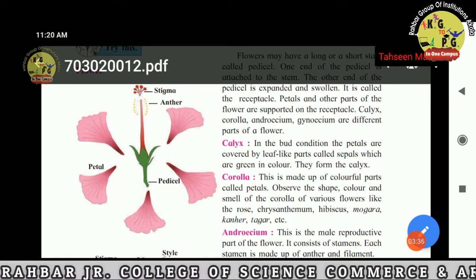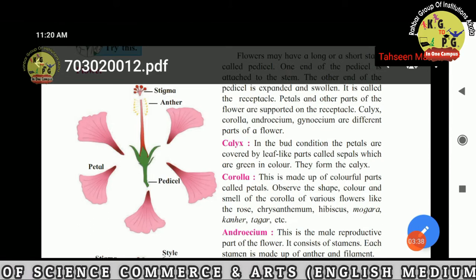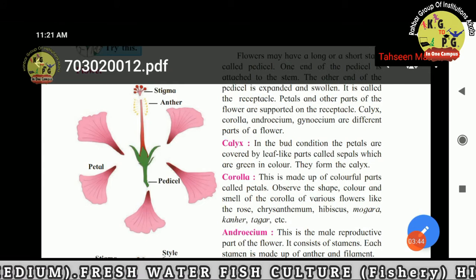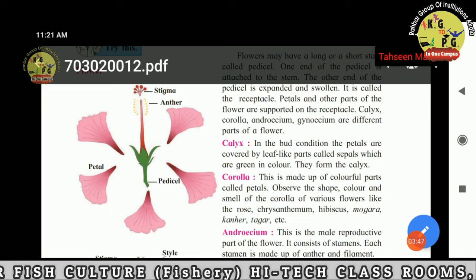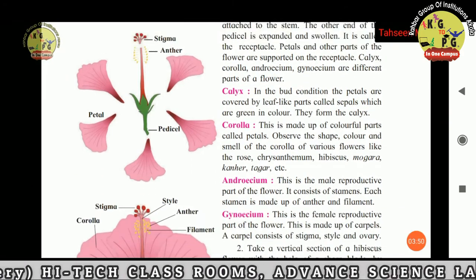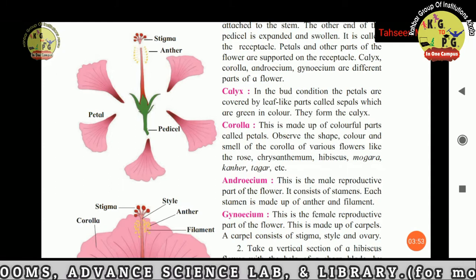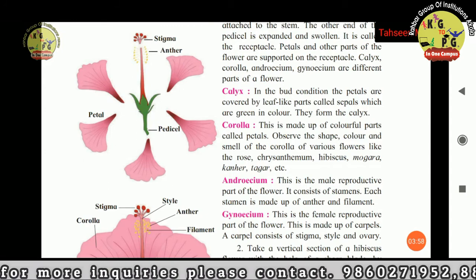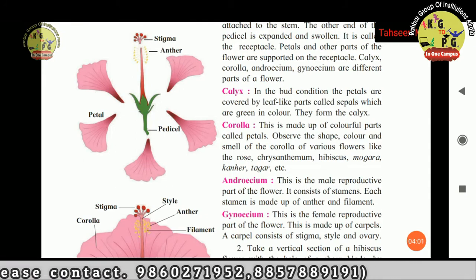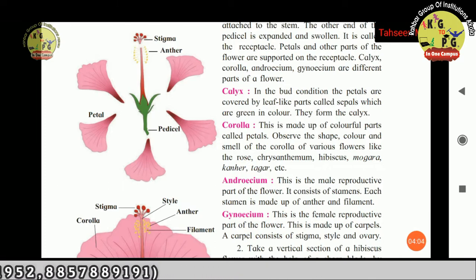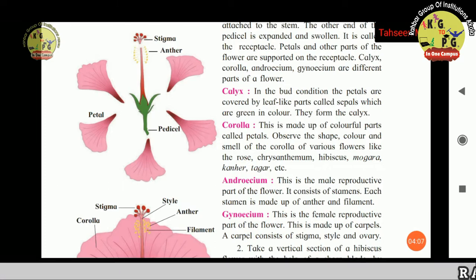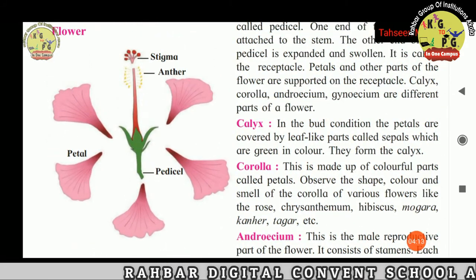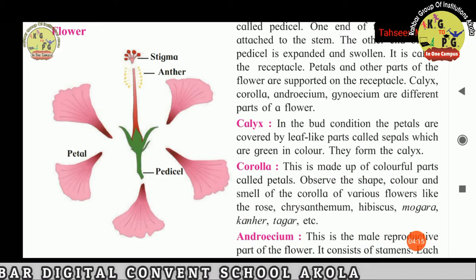Now calyx. In the bud condition, the petals are covered by leaf-like parts called sepals which are green in color. They form the calyx. Corolla. This is made up of colorful parts called petals. Observe the shape, color and smell of the corolla of various flowers like the rose, chrysanthemum, hibiscus, mogra, kaner, tiger lily, etc.